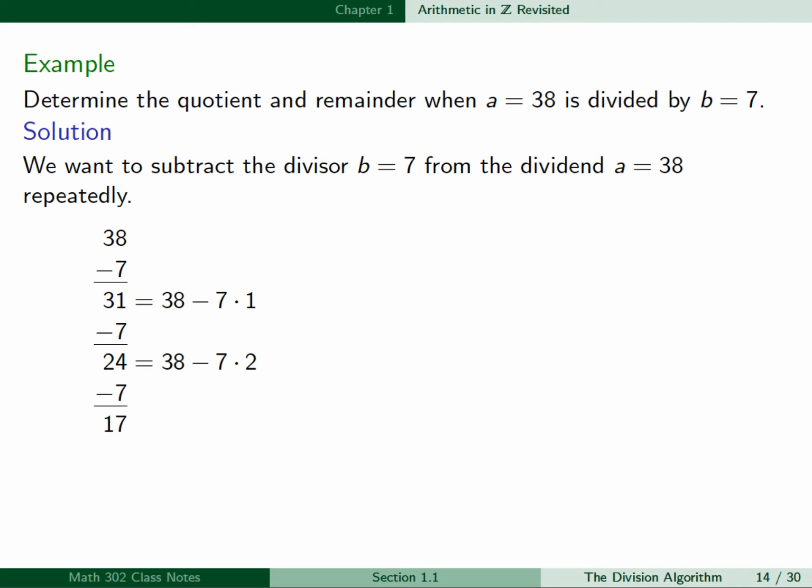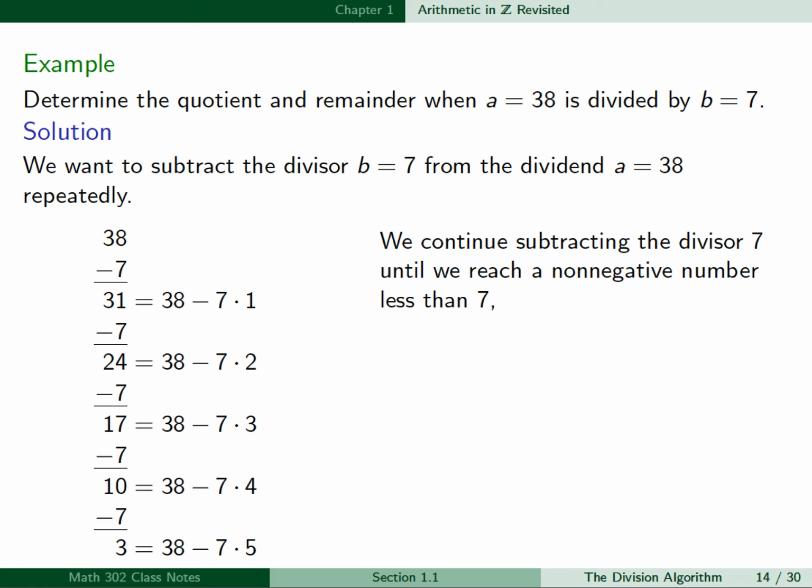Subtract 7, we obtain 17, which is 38 minus 7 times 3, that's 3 subtractions. Subtract 7, we obtain 10, which is 38 minus 7 times 4, 4 subtractions. And one more, subtract 7, we obtain 3, which is 38 minus 7 times 5. We continue subtracting the divisor 7 until we reach a non-negative number which is less than 7. So in this case we've obtained 3, which is obviously less than 7.